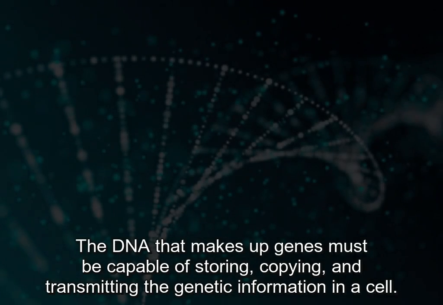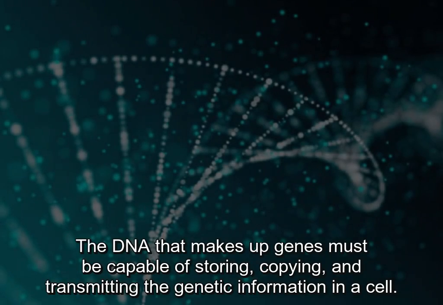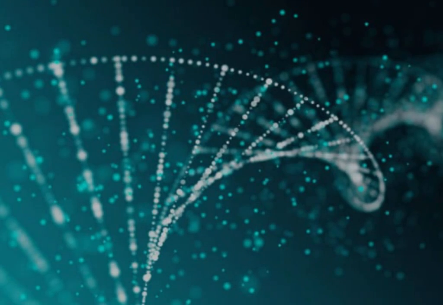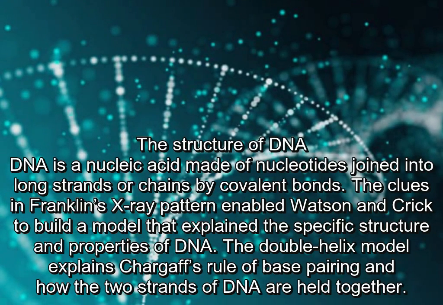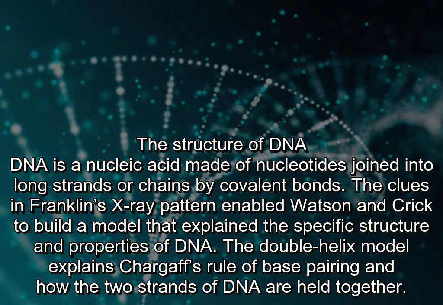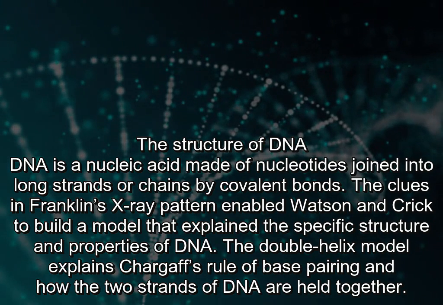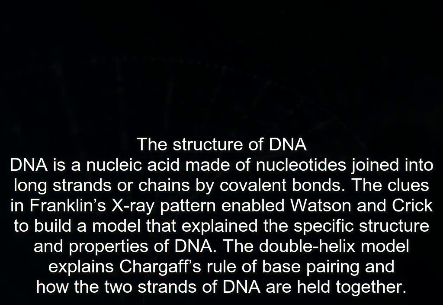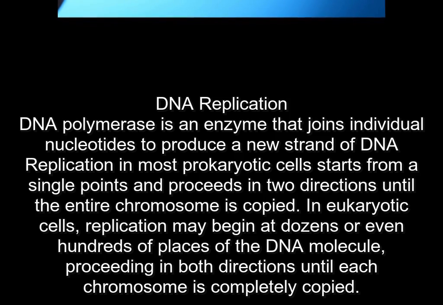The DNA that makes up genes must be capable of storing, copying, and transmitting the genetic information in a cell. The structure of DNA. DNA is a nucleic acid made of nucleotides joined into long strands or chains by covalent bonds. The clues in Franklin's X-ray patterns enabled Watson and Crick to build a model that explained the specific structure and properties of DNA. The double helix model explains Chargaff's rule of base pairing and how the two strands of DNA are held together.